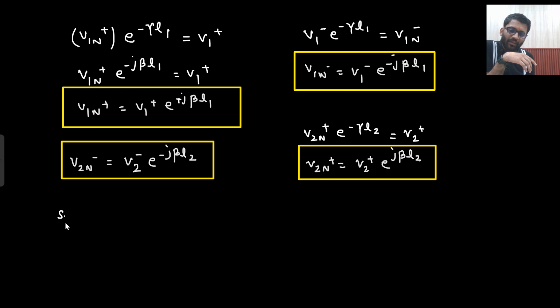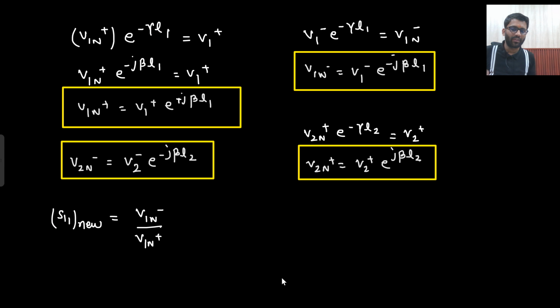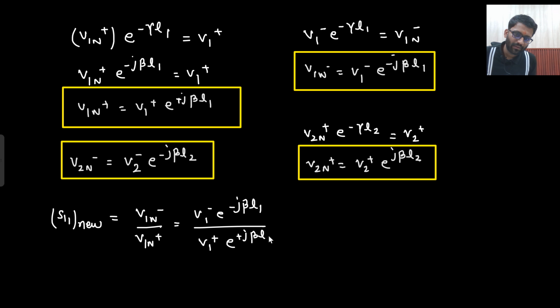So what will be your S11 new? That would be equals to V1 n minus divided by V1 n plus, right? V1 n minus divided by V1 n plus. That will be your S11 new. What is your V1 n minus? That is equals to V1 minus e to the power minus j beta L1 divided by V1 plus e to the power plus j beta L1.